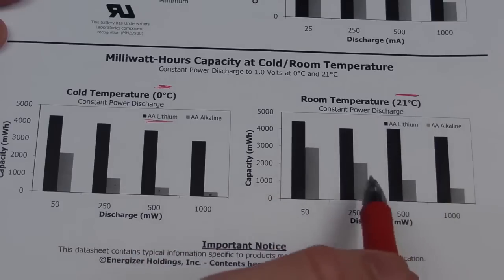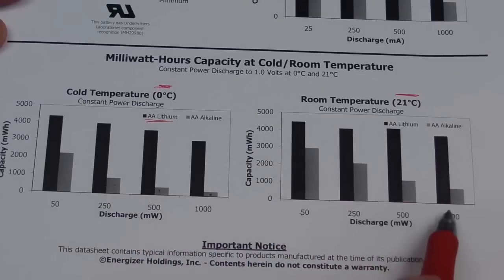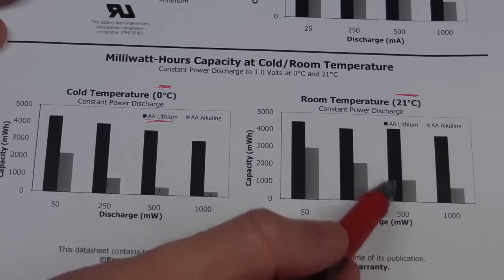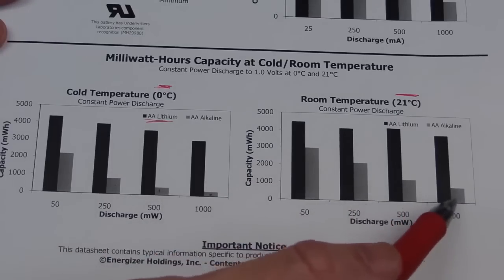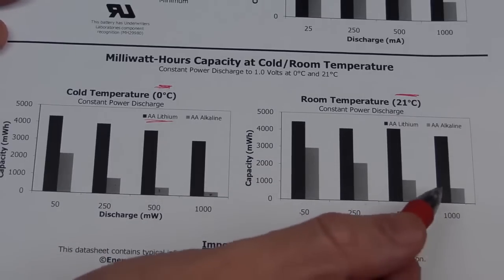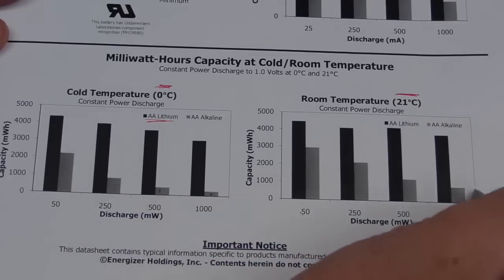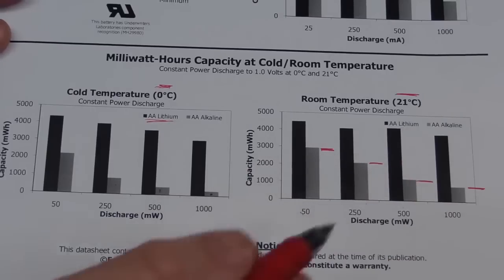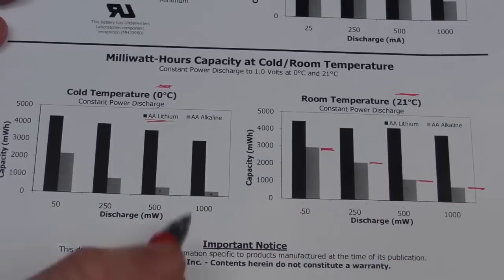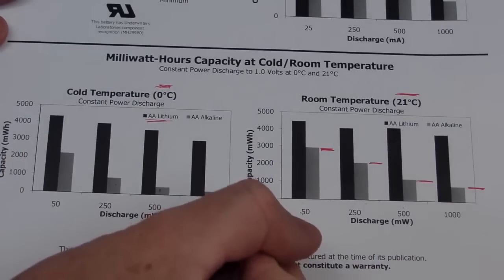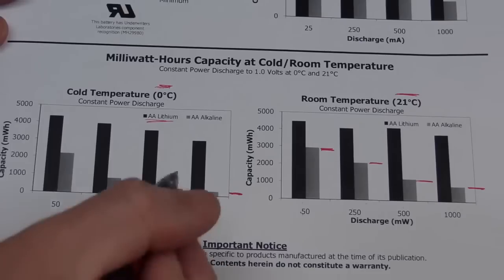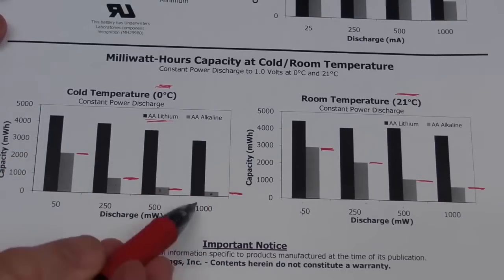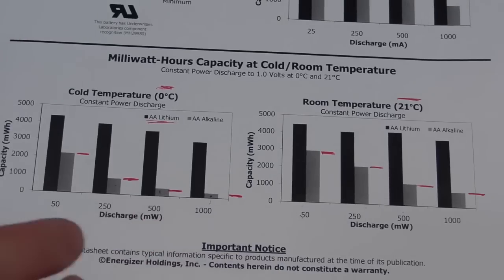Now, as you can see, at room temperature, at different discharge currents, the lithium totally outperforms the alkaline cell. But the interesting thing to note is the level of the alkaline cells here, here, here, and here, at room temperature, 21 degrees. Once you take them down to 0 degrees, look, they've really dropped. They've more than halved. So you're losing a lot of your capacity, especially at the high discharge currents.